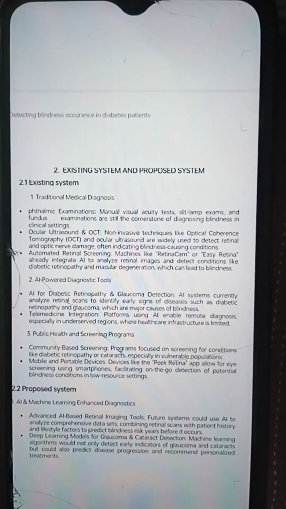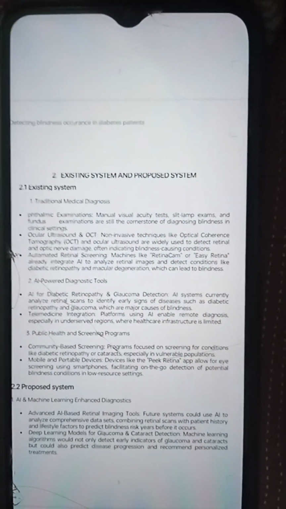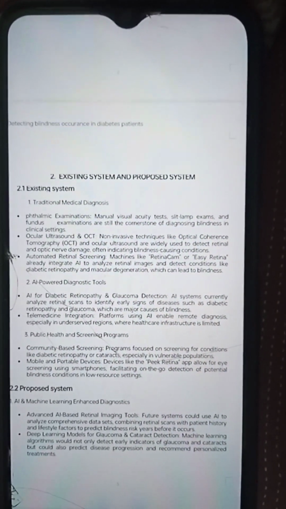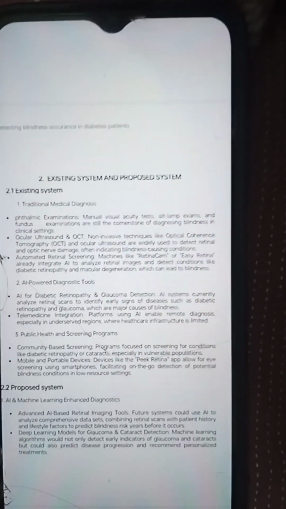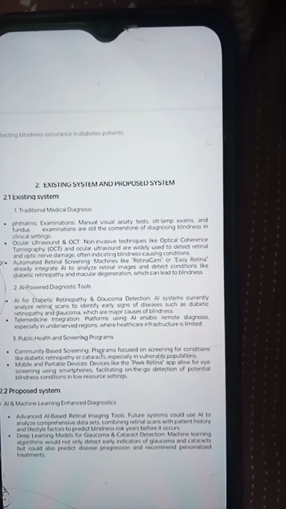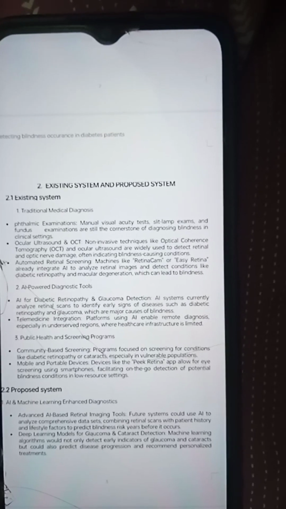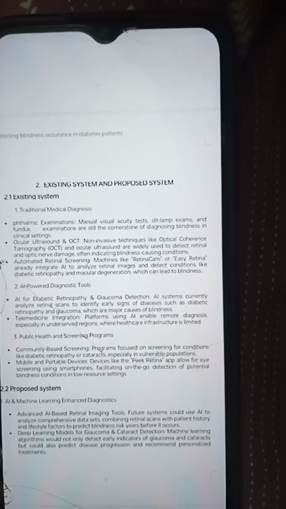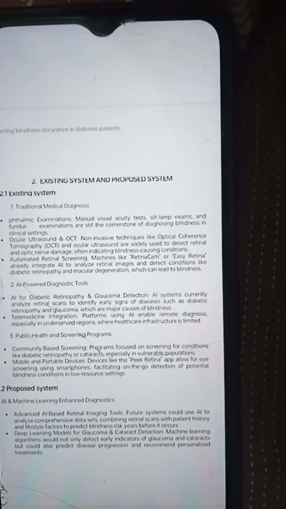Next, we are moving to the existing and proposed system. This project is already existing. The existing systems: traditional medical diagnosis, where ocular ultrasound and OCT, which is optical coherence tomography, are widely used to detect retinal and optic nerve damage, indicating blindness-causing conditions.